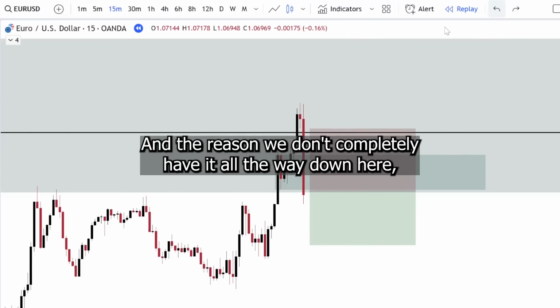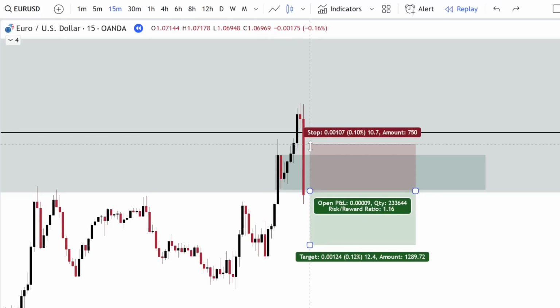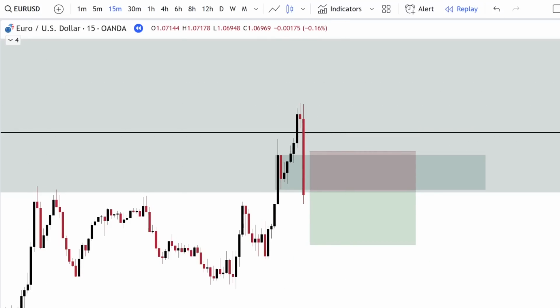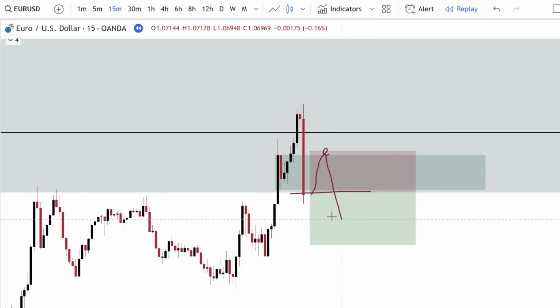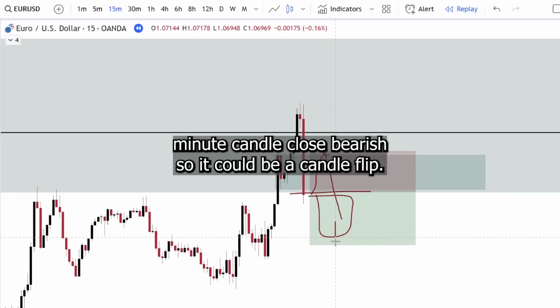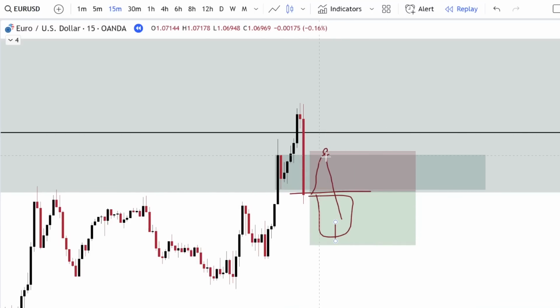And the reason we don't have the stop loss all the way down here is that price can always, this 15-minute candle can always start off on the first 5 minutes as bullish, wick out, and then close below to complete a 15-minute candle close bearish. So it could be a candle flip. You're just watching out for the stop hunt. But the reason we would keep it right above here is because if price does completely close above here, it'll more than likely continue above and your fair value gap wouldn't work. So you're trying to save points in the long run. Your stop loss would be right here and your TP would be at your extreme.